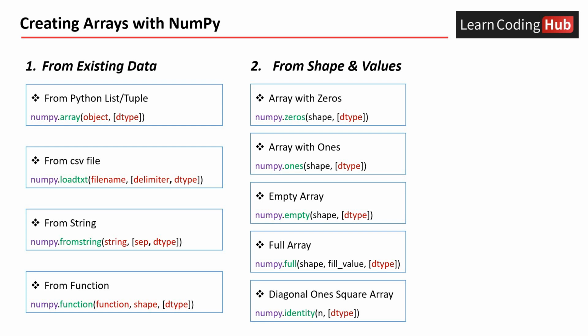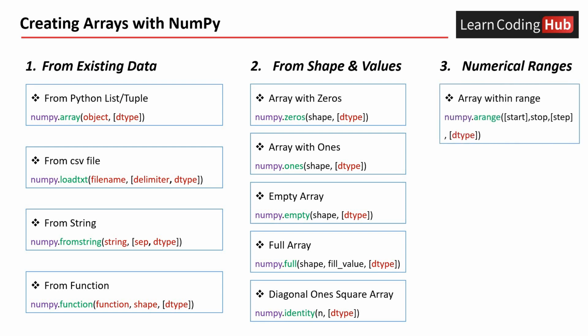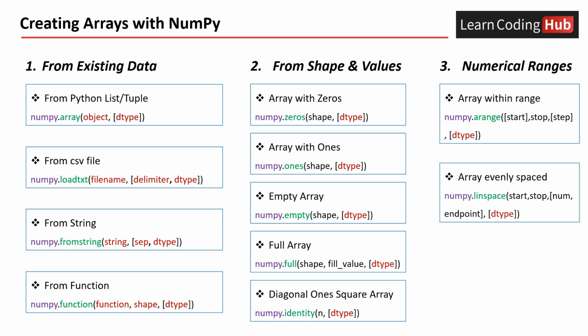And also we can use the identity routine to create a diagonal array. So if you have a requirement of creating the diagonal ones, then we can create a square array with that. We will also look into creating NumPy arrays with numerical ranges. So the one routine we're going to use is arange. Within a range we can give the start, stop, and the steps as well. And also we're going to look into linspace, where we can create an evenly spaced array.